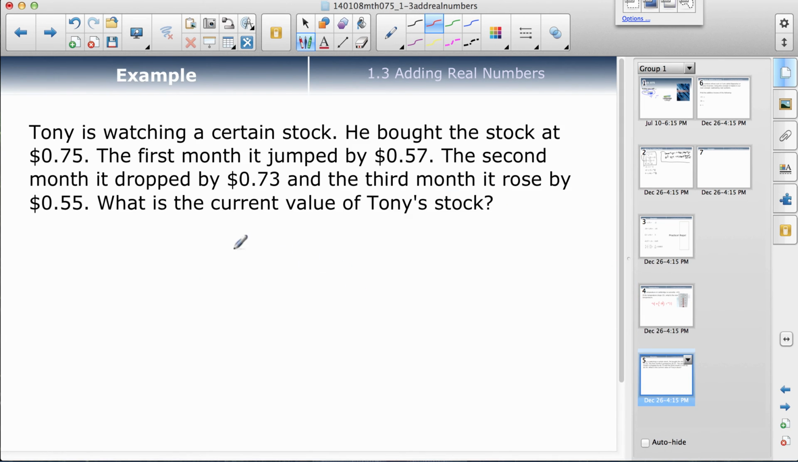Here's another quick example of that. You're watching stock, you buy in at 0.75. First month it jumps, so it goes up, so it's plus another 0.57. Second month it drops by 0.73, so it drops, so that'd be a negative 0.73. Notice I put a plus and a minus there, rather than that I could have just put a minus. That would have worked too. Third month it rose by 0.55, so it goes up, so it'd be positive 0.55. So there's another example where you'd use integers.